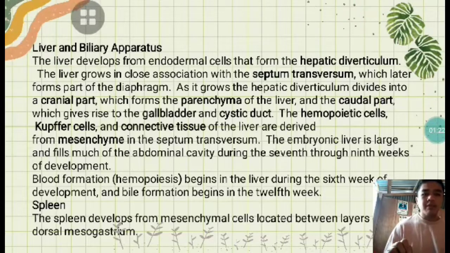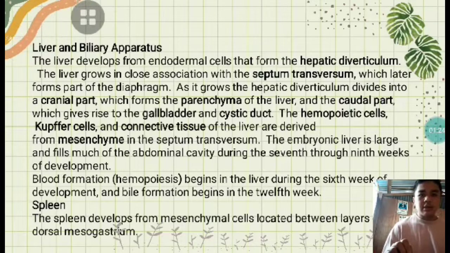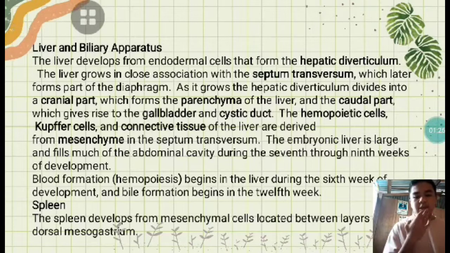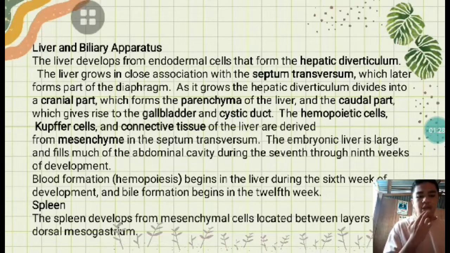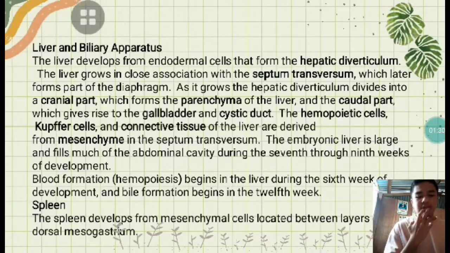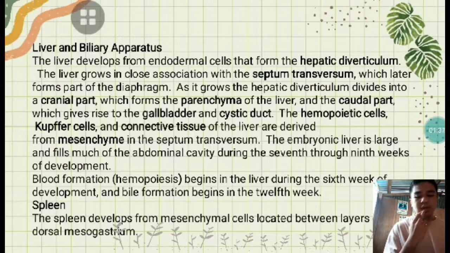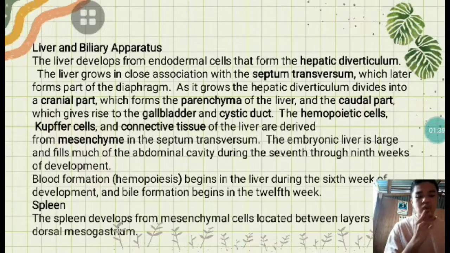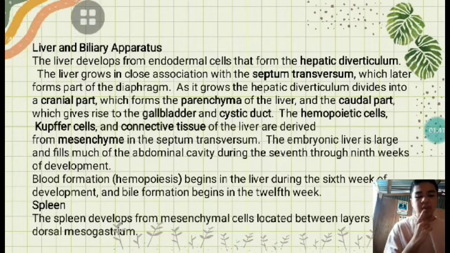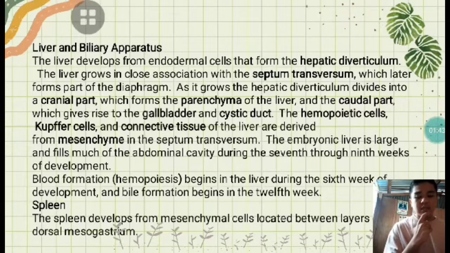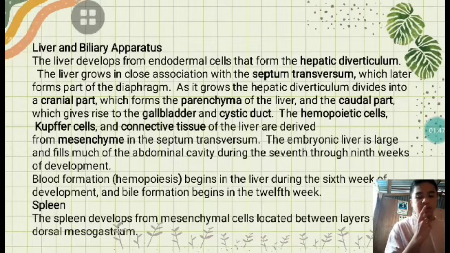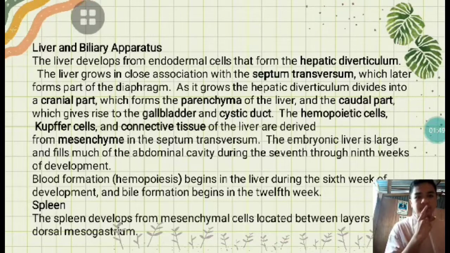12th week. Bile is the greenish-brown thick substance produced in the liver and stored in the gallbladder. Its function is to be released into the small intestine when a fatty meal is ingested to help break down fats for absorption.